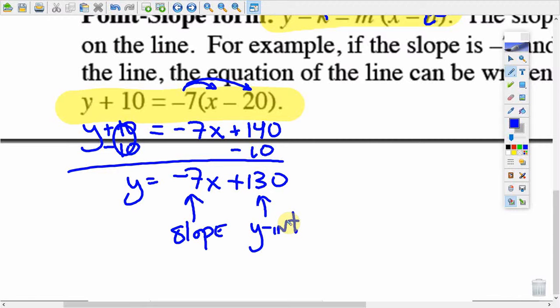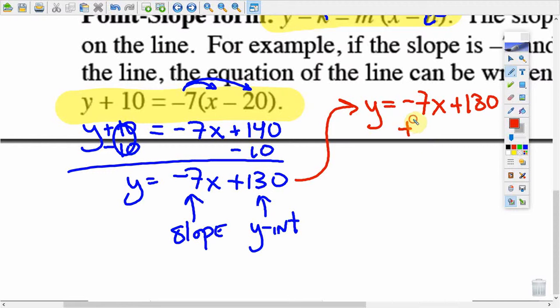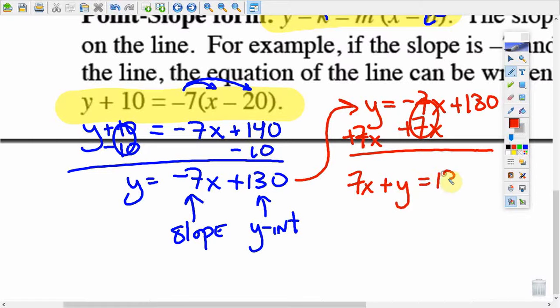y-intercept. If I want to turn that into standard form, well, I just need to take my slope-intercept form, y equals negative 7x plus 130, and move the 7x over to the other side, so that now I have 7x plus y equals 130, and that would be the equation in standard form.